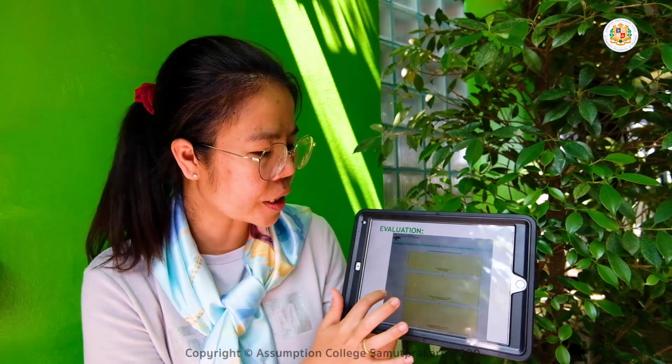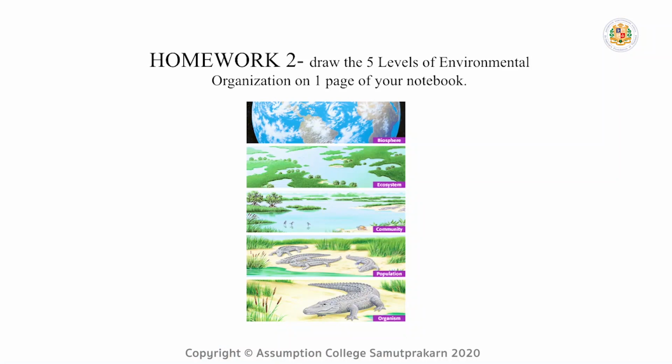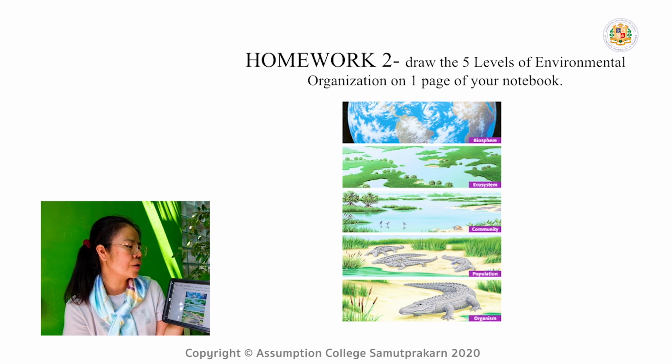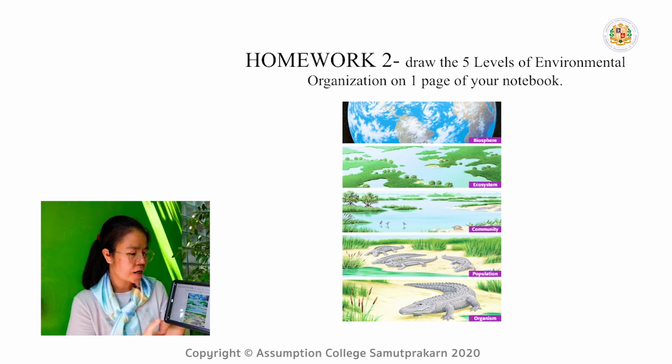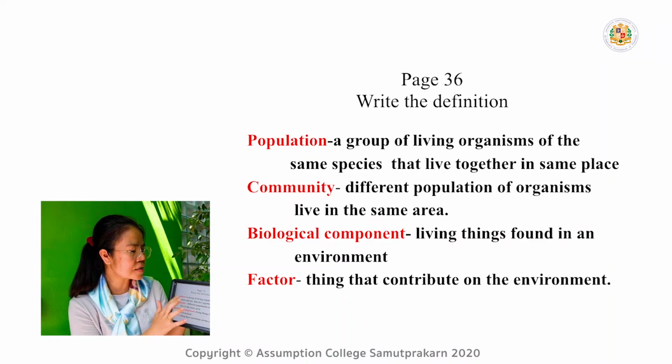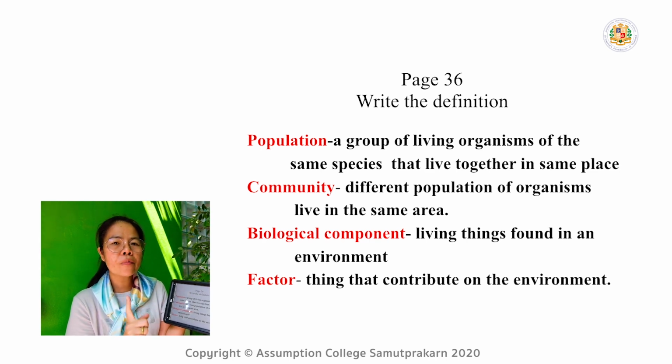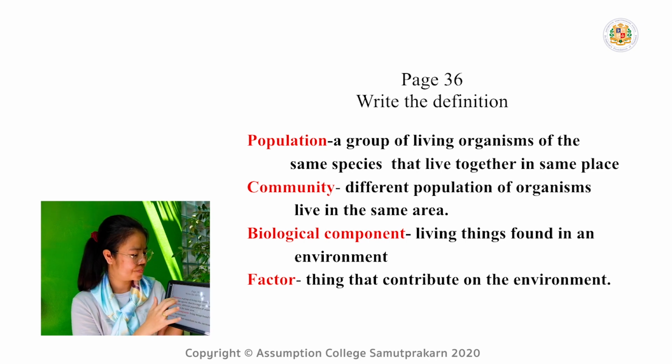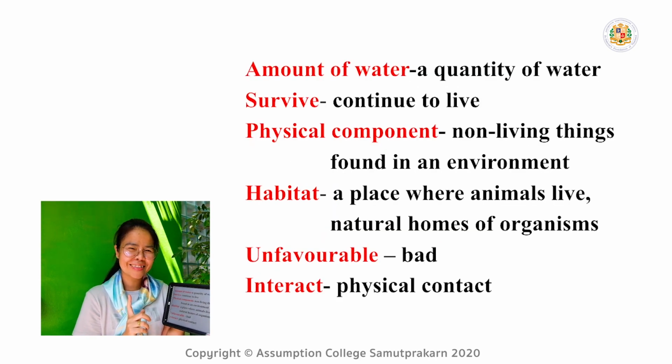Now it's time to do homework. Okay. So you have to draw the 5 levels of environmental organization on one page of your notebook. This is an example before that I tell you. Okay. So right now this is the definition you can study. I will slow down for you to study the definitions of each word yourself. I hope everyone good luck and submit your homework. Okay. See you next time. Thank you.